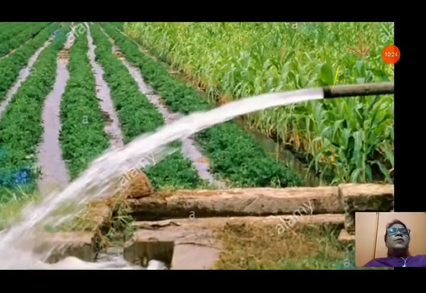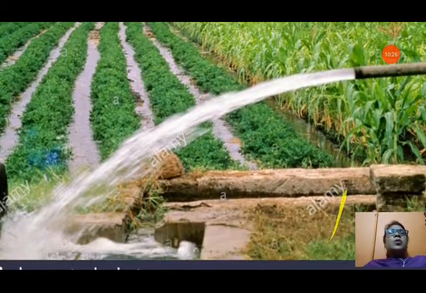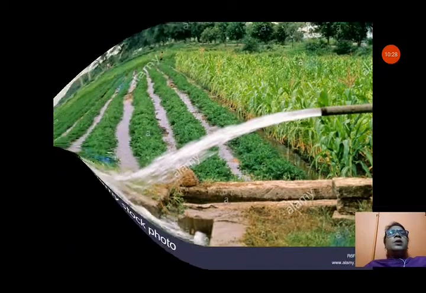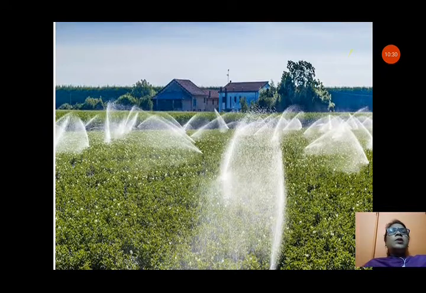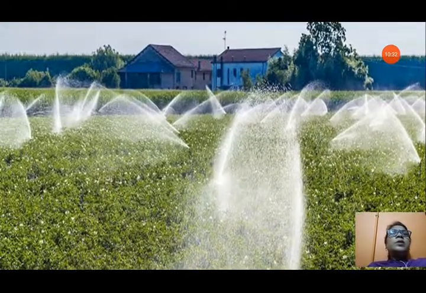You can see the different methods. By the pipe it is supplying the water to the field. In this you can see by spraying the water in various places of the field, it is also a process of irrigation.